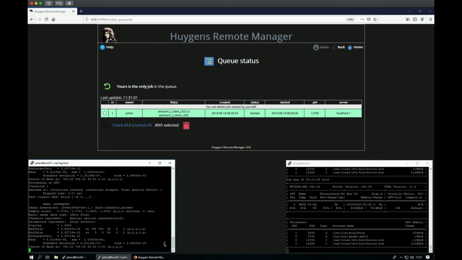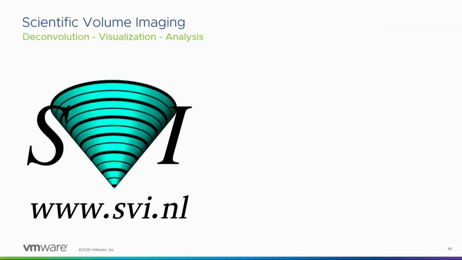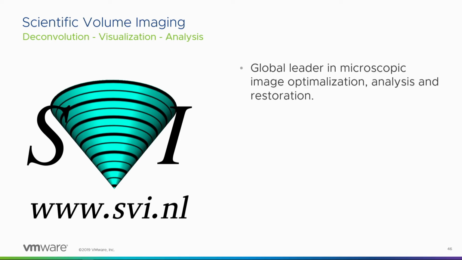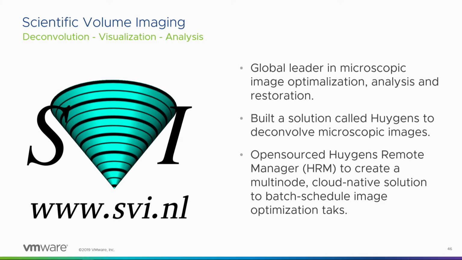Now, let's go back to the slides, because this will take approximately 5 minutes normally to run. Right, so I already mentioned the Huygens Remote Manager. It's built by a company called SVI. They're the global leader in microscopic image optimization, analysis, and restoration. They built a solution called Huygens that deconvolves microscopic images of all types of microscopes. And they open sourced the multi-node version of this solution called Huygens Remote Manager. It's fully optimized for the CUDA framework.